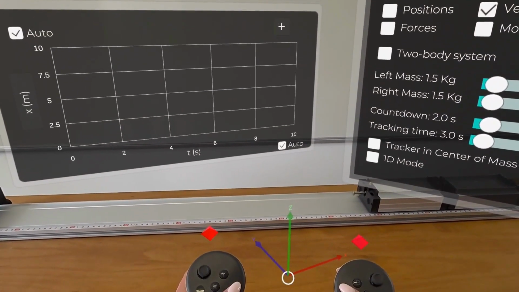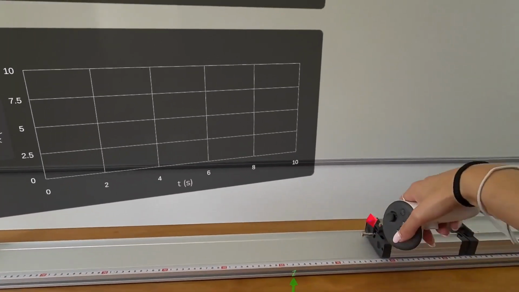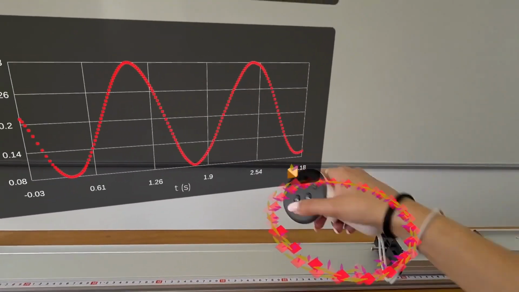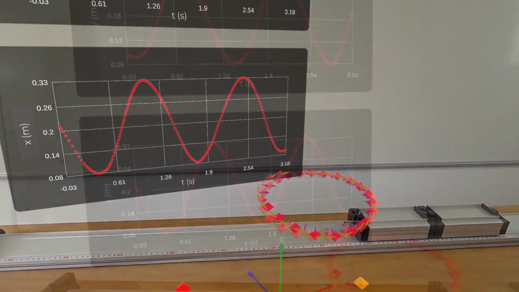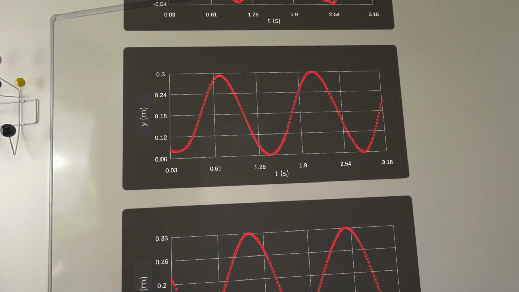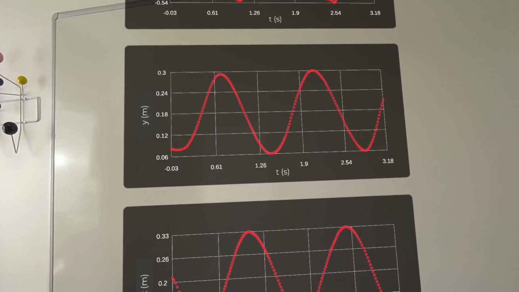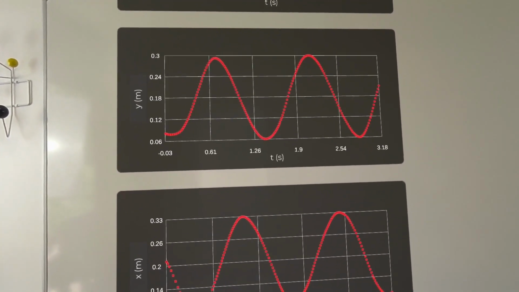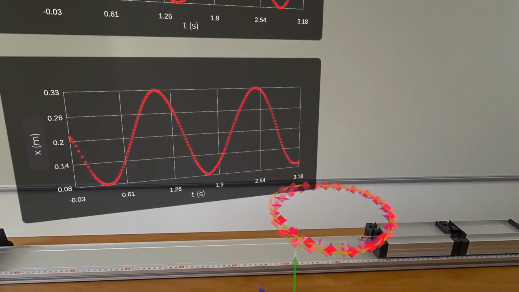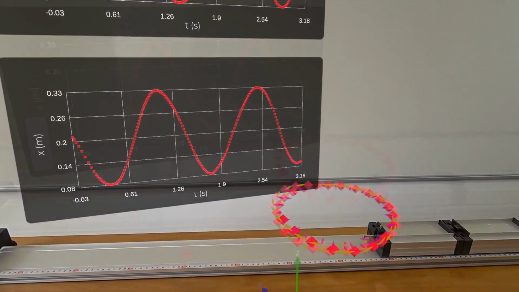Let's exit editing mode and make a circular trajectory. We observe that the graph of x as a function of time and y as a function of time are two sinusoids with positive values. In fact, the data was collected in the first quadrant of the xy plane.